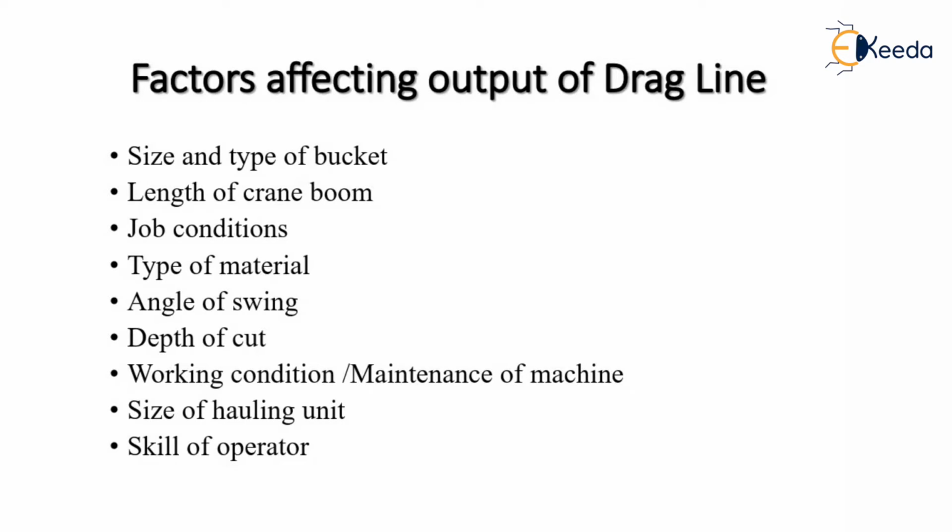Now, what are the factors affecting the output of the dragline? First is the size and type of bucket. Next, the length of the crane boom. Next, job conditions, the type of material that is to be excavated or carried. Then the angle of swing of the boom. Then the depth of the cut, the working condition or maintenance of the machine. Next, the size of the hauling unit and the skill of the operator.